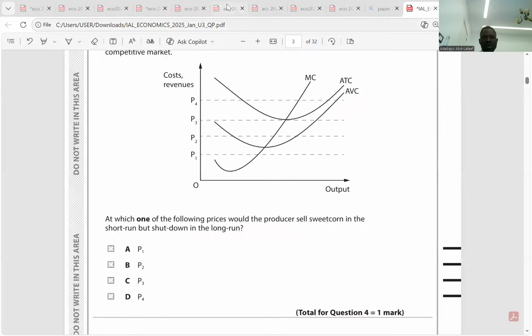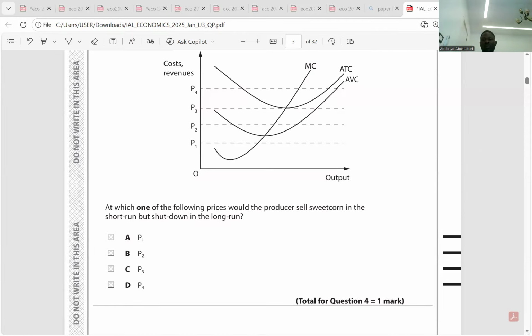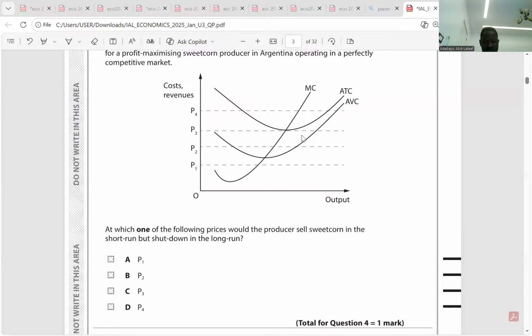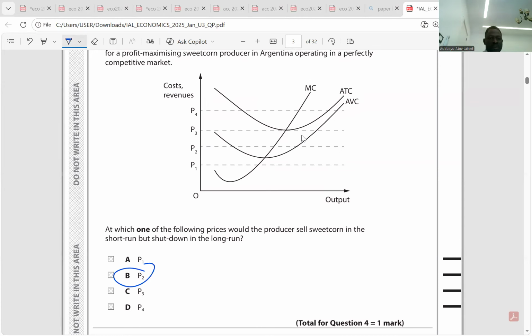At P2, the firm is able to cover its variable cost because it's able to sell above the variable cost, but it's unable to cover its average total cost. So at P2, the firm will consider shutting down in the long run. So the answer for question 4 is B. But let's look at other options.